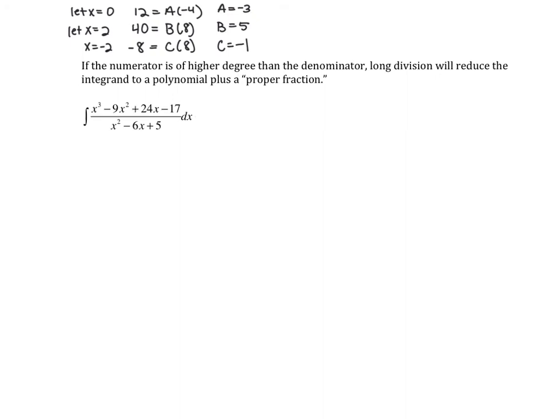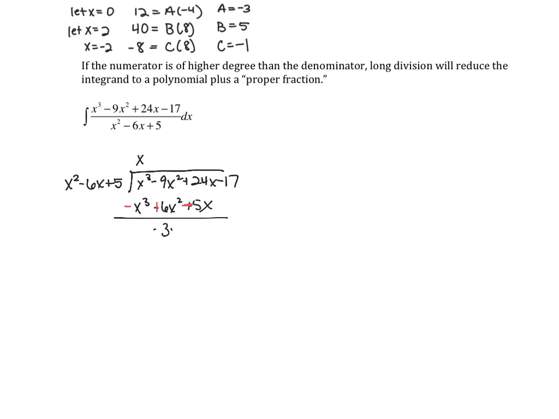First, we're going to start with the long division piece. So we would need to divide x squared minus 6x plus 5 into x cubed minus 9x squared plus 24x minus 17. Doing this long division, this is going to give me x. I'm going to multiply and get x cubed minus 6x squared plus 5x, and I'm going to need to change all of those signs to be able to add them. And so we get negative 3x squared plus 19x.